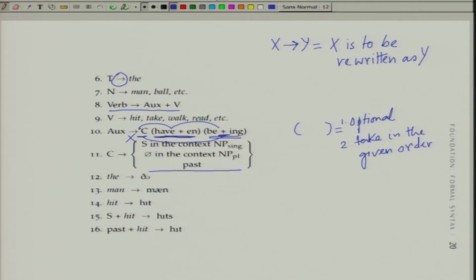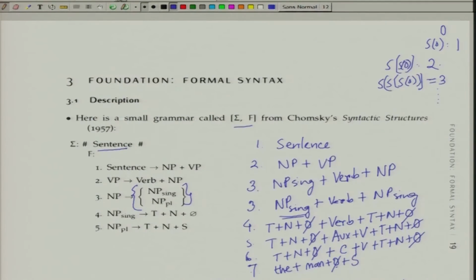So the context is also given. I can either take past or S or nothing. Now the nothing and S are context sensitive, which means that they depend on the context. In the context of NP singular, I can take S. In the context NP plural, I can take nothing. Because it is NP singular, I have to take S, and then V, I can take any V, they have given a few.